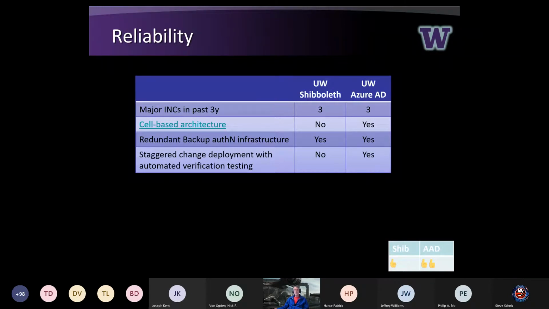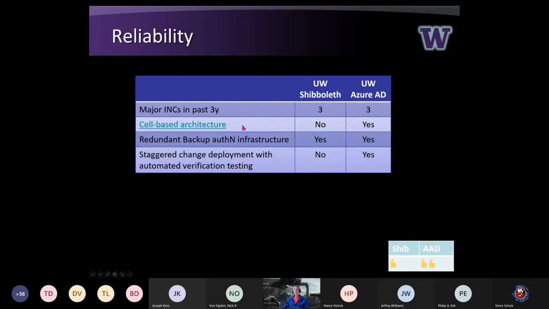Reliability. Here we're not talking about all Shibs and all Azure ADs. We're talking about just the UW instances of those. Over the past 3 years, we've had 3 major incidents for both. So that's kind of a wash.